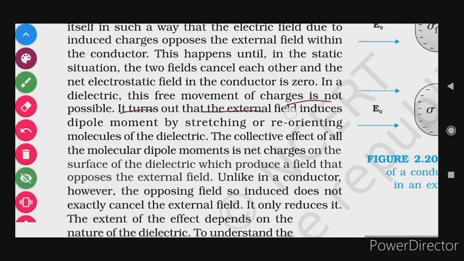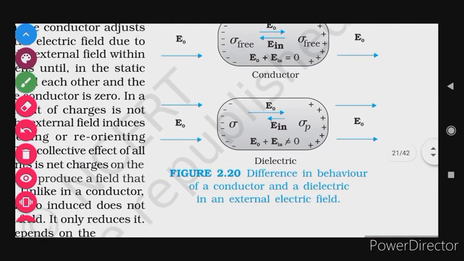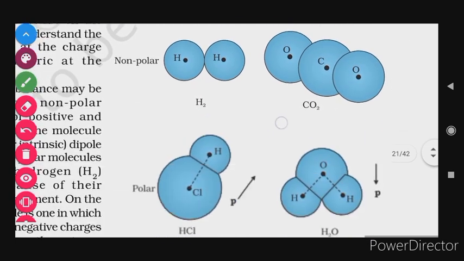It turns out that the external field induces a dipole moment by stretching or reorienting the molecules of the dielectric. So in the case of an insulator or dielectric there are no free charge carriers, so there will be two types of possibilities here because there are two types of dielectric. One is polar and one is non-polar. You know what a polar molecule is? You have studied it in chemistry.